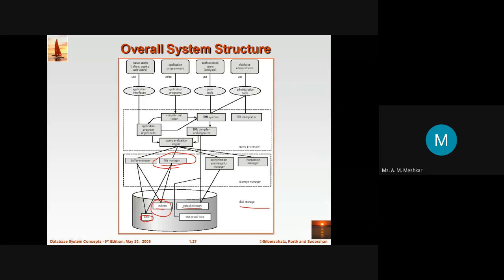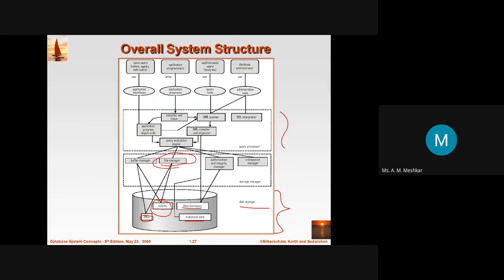Then data dictionary, as we have already studied, maintains the metadata, that is data about data. And then statistical data. Statistical data means if there are some operations or mathematical data involved to store the overall database management system, then it will be stored inside this. Okay, so as you can see, these are basically the three levels only that we have already learned.